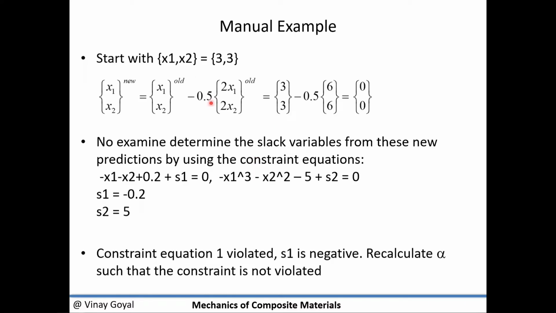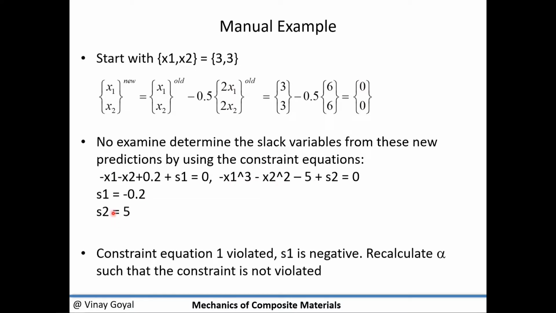With that value of alpha now, I can plug in an old guess. In this case, the old guess I'm going to select is 3 and 3. So this gives me 6 and 6. So the new x1 and x2 is 0. Notice that if I didn't have any inequality constraints, this would have been just fine. But the problem is that the value of x1 and x2 here, which is 0 and 0, when plugged into the first constraint equation, gives me an S1 of minus 0.2, and S1 has to be positive. The second equation here, 0 plus 0 minus 5, gives me a value that's positive, so I'm okay.